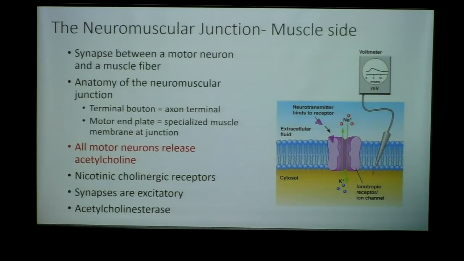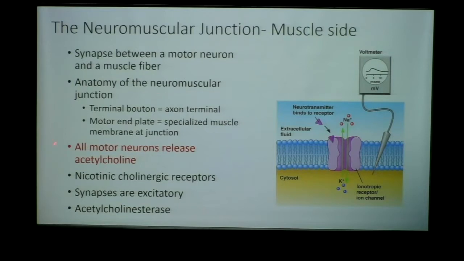All right, now, so we have a synapse between the motor neuron and the muscle fiber, okay? At this junction, which is called the neuromuscular junction, we have the terminal bouton, which is the same thing as the axon terminal, okay? We've been using those terms interchangeably. And then we have the motor end plate. So the motor end plate is what we call this highly folded region of the muscle.